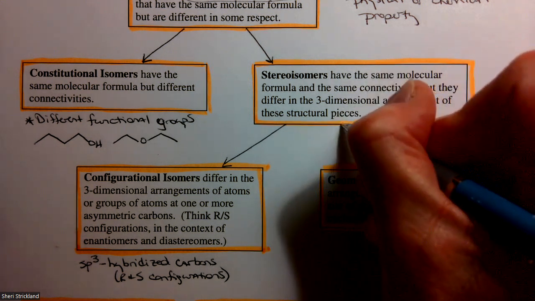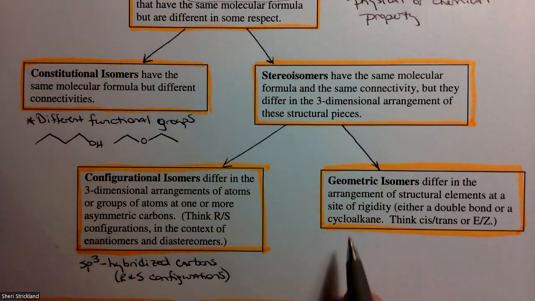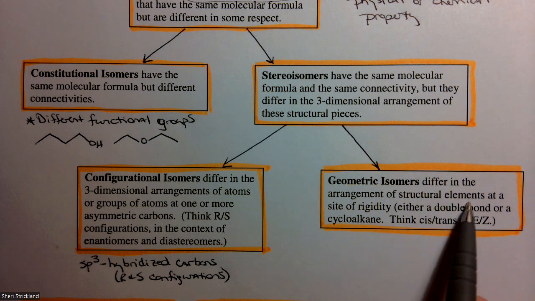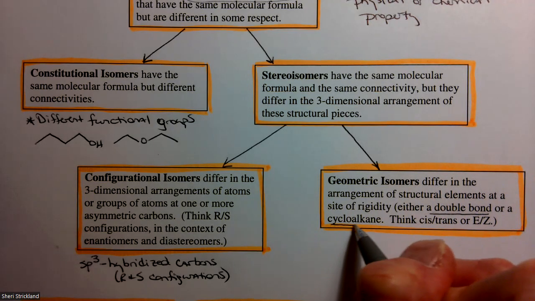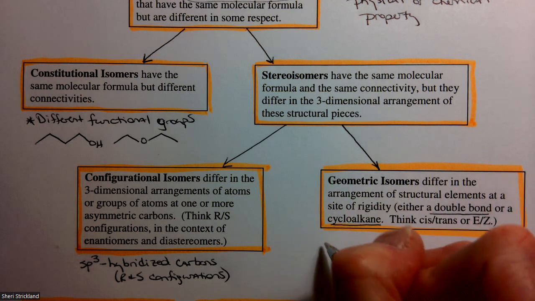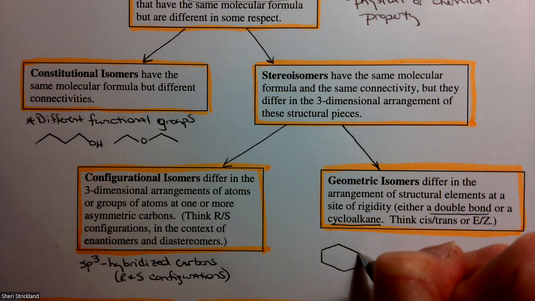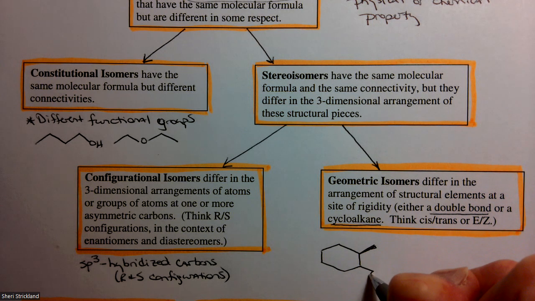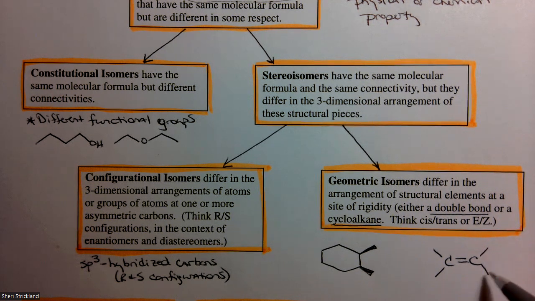The other kind of stereoisomers are geometric isomers. These are cis and trans, or E and Z. These are compounds that have different arrangements of structural elements at a site of rigidity, either a carbon-carbon double bond or a cycloalkane. So you might think cis and trans or E and Z. So in a cyclic structure, this would be a cis compound. In an alkene, this would be a trans compound.